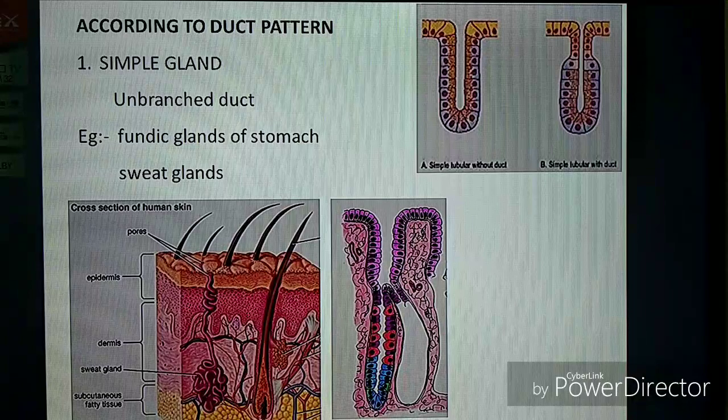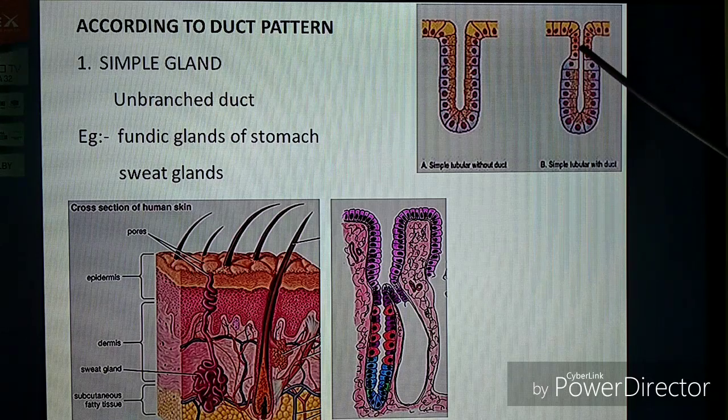So the first variety is according to duct pattern. What is the nature of the duct? Here we will see the simple gland, and again we have the next variety, branched or compound. In the simple glands, the duct of the gland will be just a single tubular passage that is not showing any branches. If only a single unbranched pattern of the duct is there, such glands you can call simple glands. The best examples we have are the fundic glands of the stomach, and also the sweat glands of the skin. These are examples of simple glands.